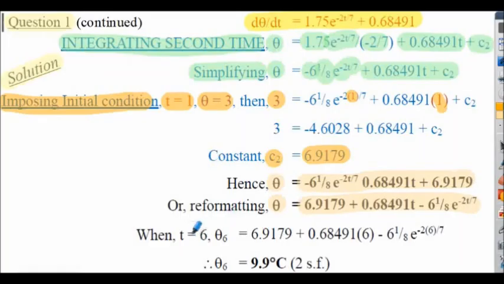And finally, we're asked to find the value of theta, the value of temperature, when time t is equal to 6 seconds. So I've labelled that theta 6 here. So just put the value of 6 where there's a t in the above solution. And evaluating the temperature at 6 seconds is 9.9 degrees C to 2 significant figures. So that's the full solution to descriptive question 1.